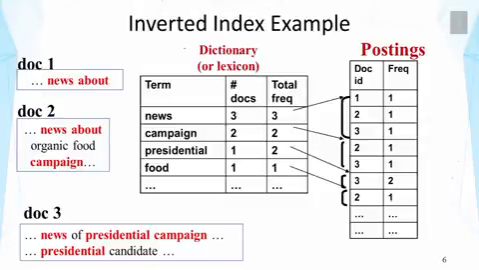Then we would maintain a dictionary. In the dictionary, we'll have one entry for each term, and we're going to store some basic statistics about the term. For example, the number of documents that match the term, or the total frequency of the term, which means we would count the duplicated occurrences of the term. For example, the term news occurred in all the 3 documents, so the count of documents is 3.